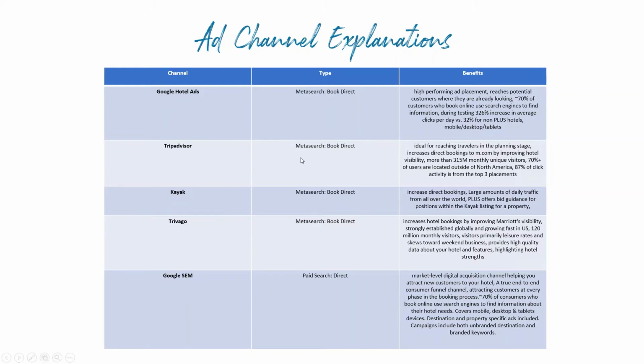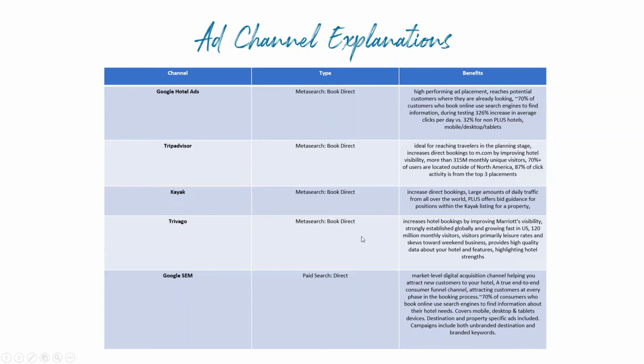TripAdvisor is also another book direct meta search. You're going to be reaching a lot of unique users. A lot of those are in North America, but a lot of them are outside of the country too. It just has a really high volume there. Kayak is also a book direct, and I'll show you in a few slides after this an example of what these ads would look like while they're in place.